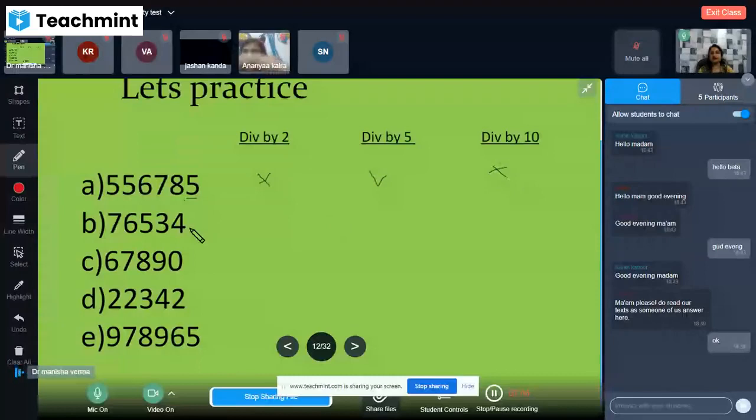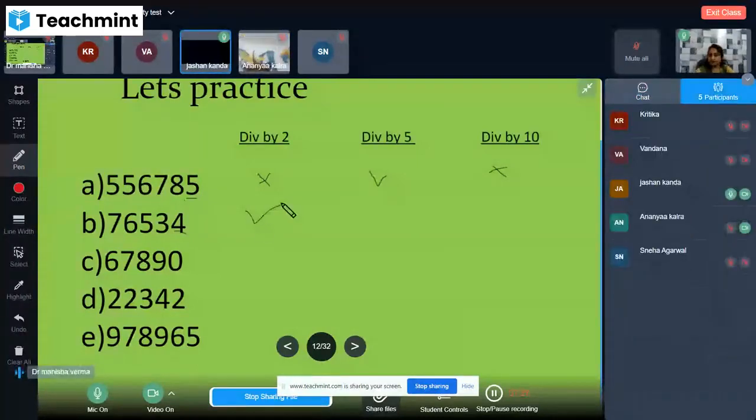Now let's take another example. Let's see this digit, right? Jashan, will you tell me whether this is divisible by 2? क्या ये 2 से divide होगा? Jashan? Yes, ma'am. Yes.